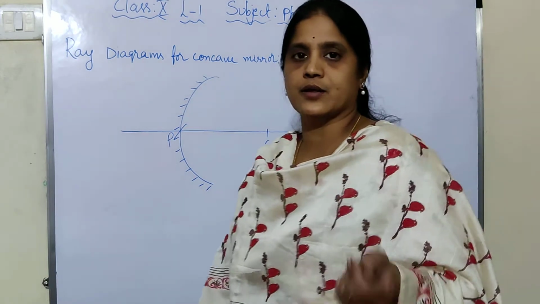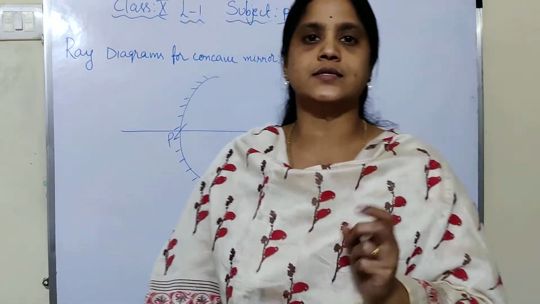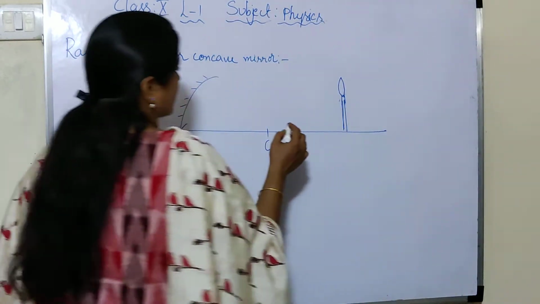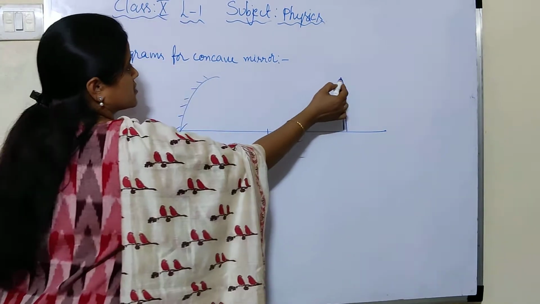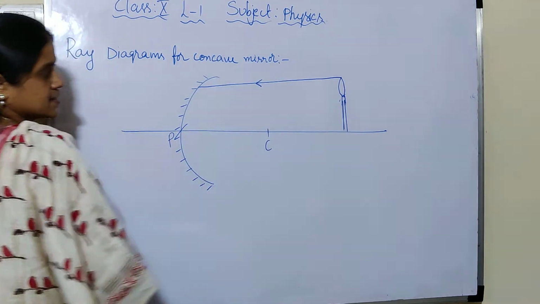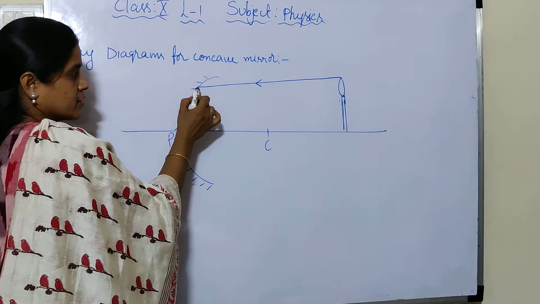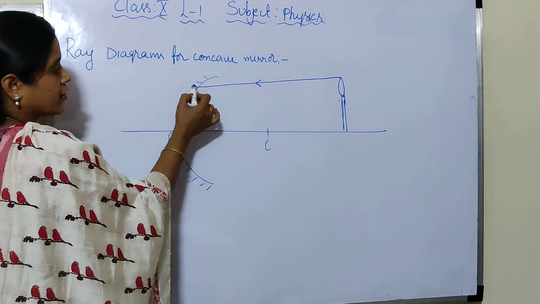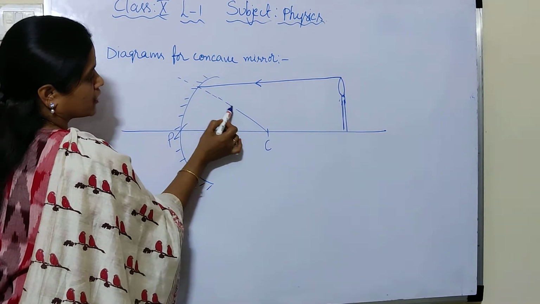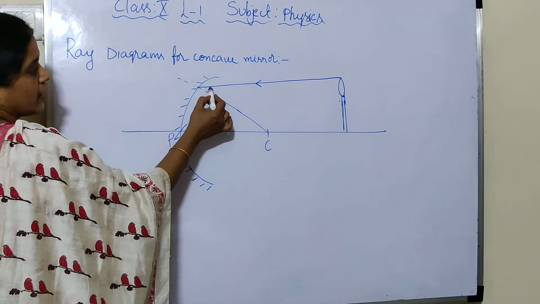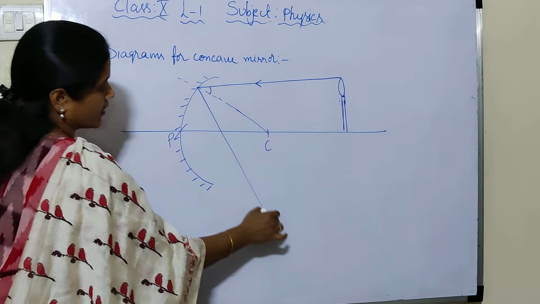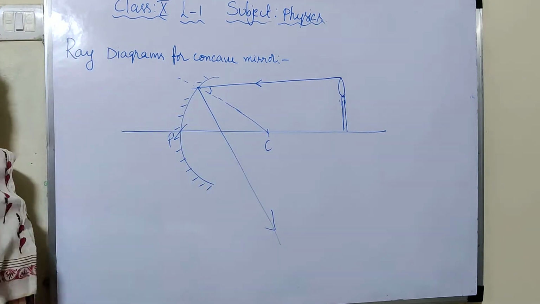To draw the ray diagrams, we must take at least two rays incident on this mirror. So from the tip of the flame, I will take two rays. One ray is incident on this concave mirror. This is the incident ray, and immediately it reflects from the mirror. To find the reflected ray, draw the normal from this point to the center of curvature. At whatever angle the ray is incident, with the same angle the ray is reflected from the mirror.